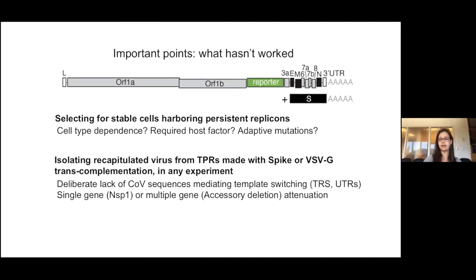The second thing that we were not successful in doing, and this is really good, because we're trying to see whether we can get infectious virus from any experiment with trans-packaged replicons, and we didn't see any of those in any of the experiments that we did. And we think that partially is because we deliberately took out all these coronavirus sequences that can mediate template switching. But again, we have a secondary line of attenuation by NSP1 mutation and accessory gene deletion.